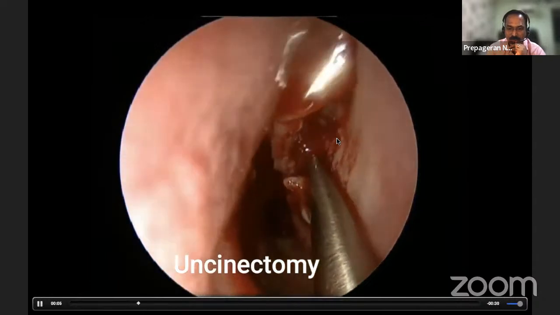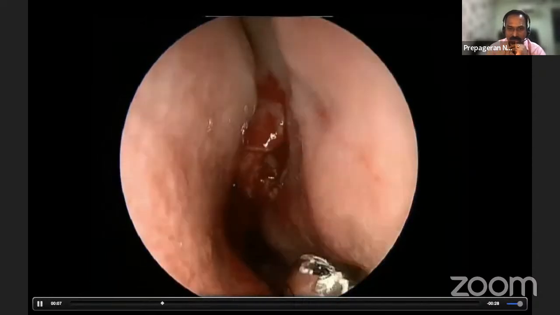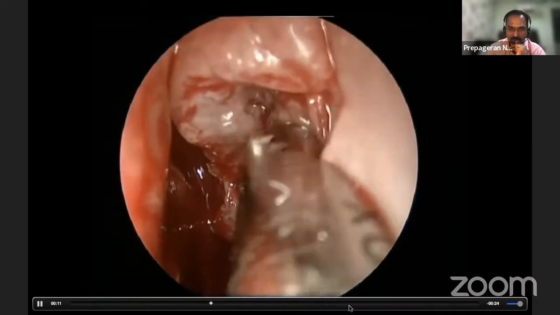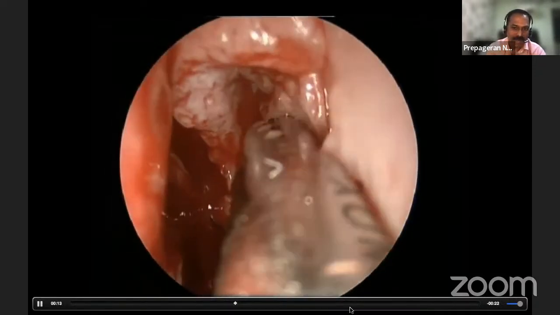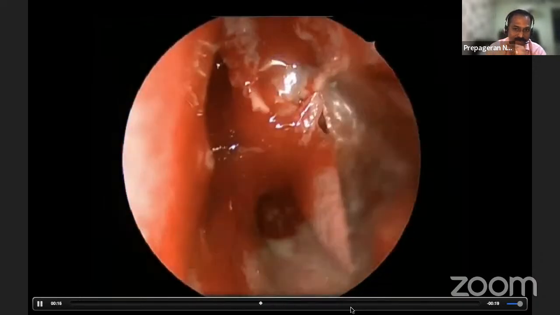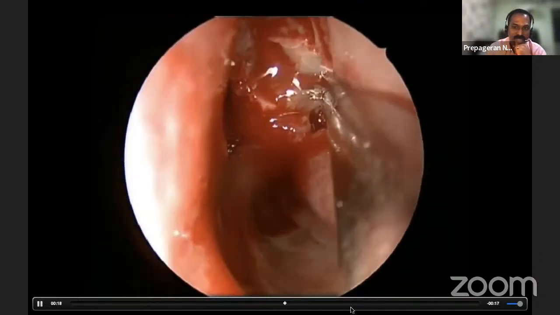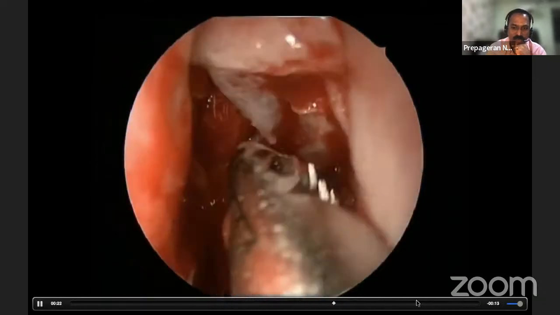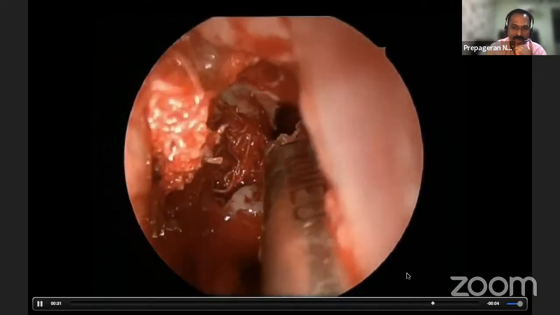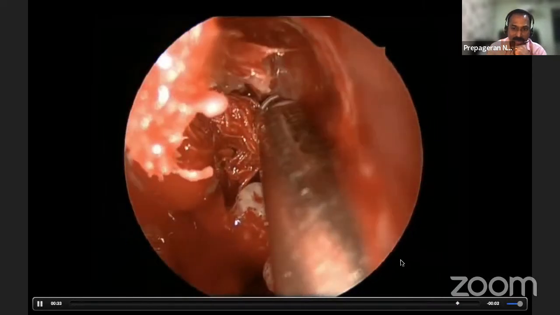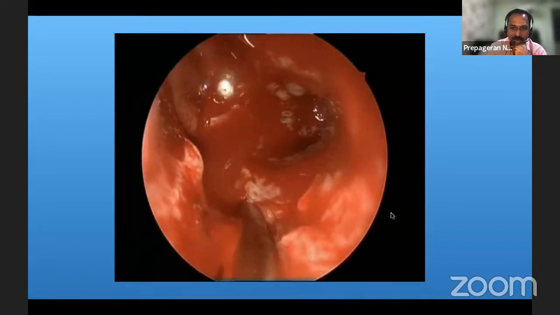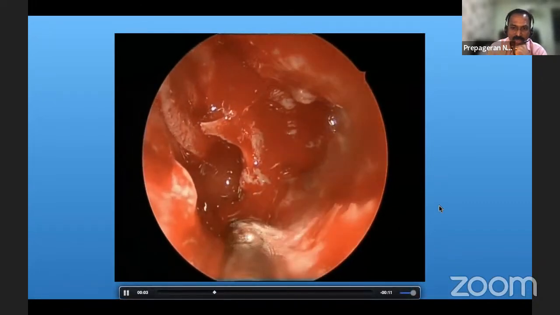So we are now removing the tail of the uncinate process. You can, by using a debrider, open up the uncinate process. By admitting him 2 days prior with antibiotics, I found that it was much easier to control the infection. Then it was quite easy for me to enter the maxilla and then use a ribbon gauze with adrenaline. And now I'm already inside the maxilla, and then remove the granulation tissue and enlarge the maxillary opening.